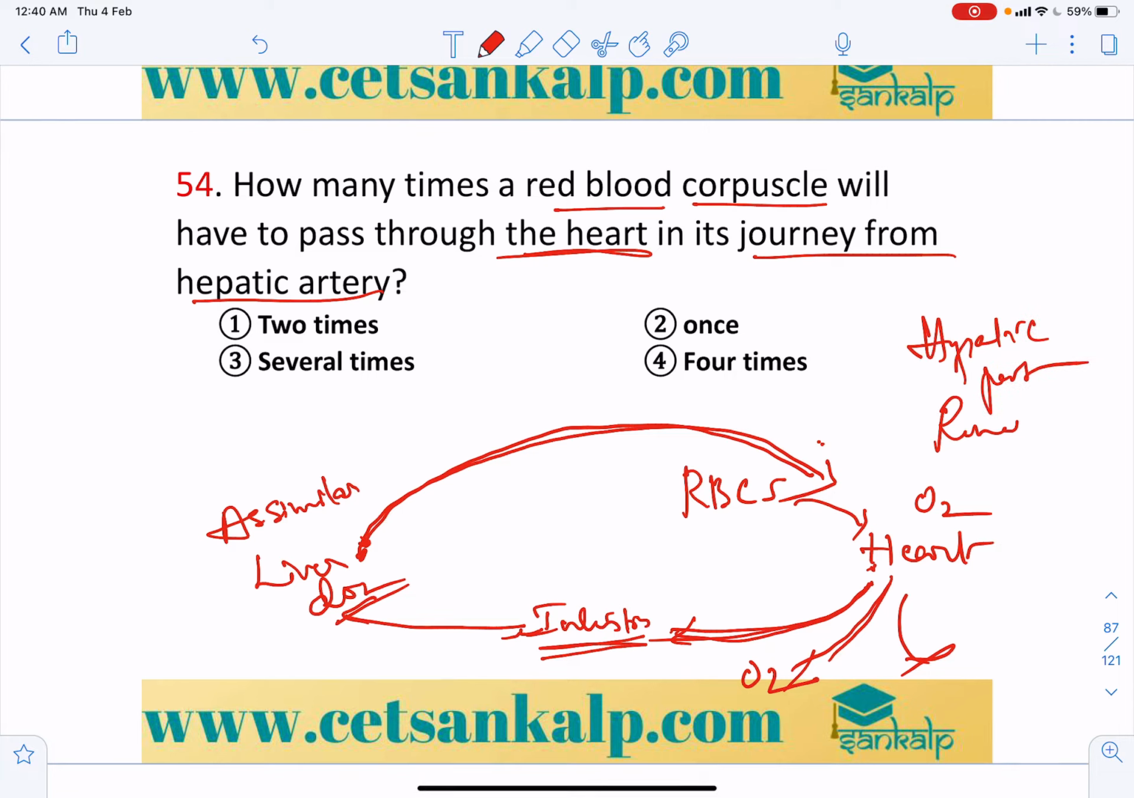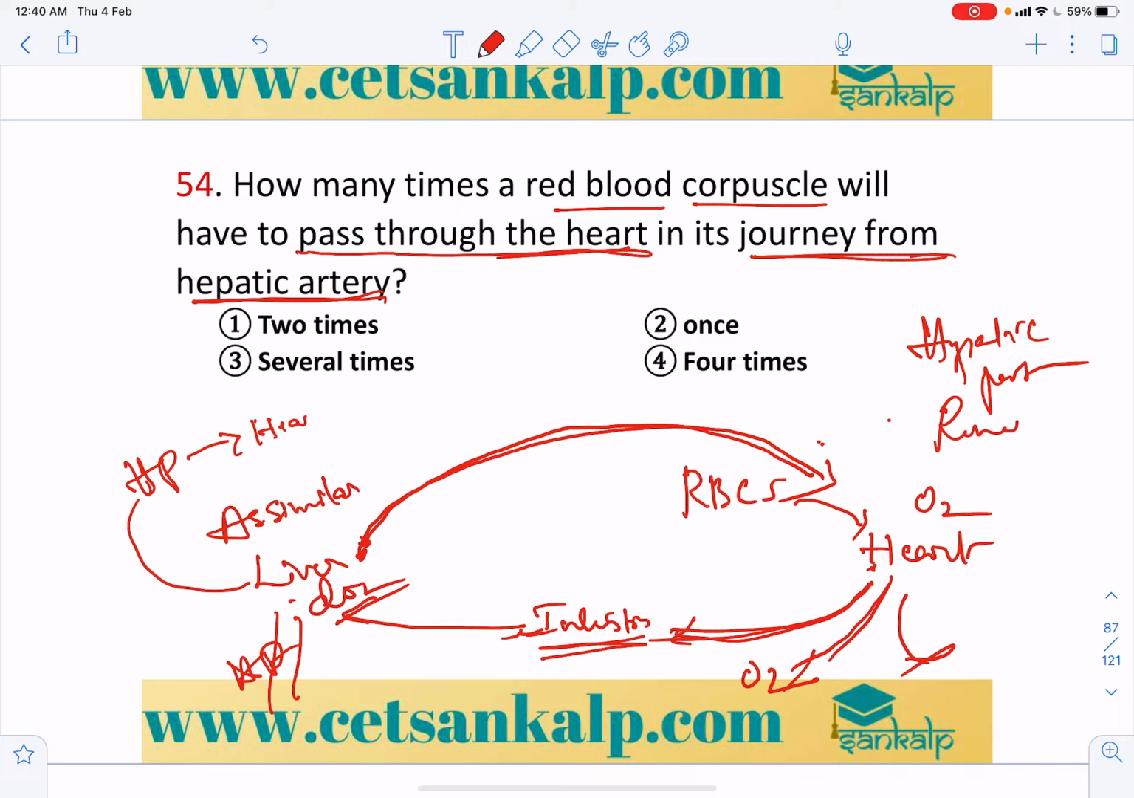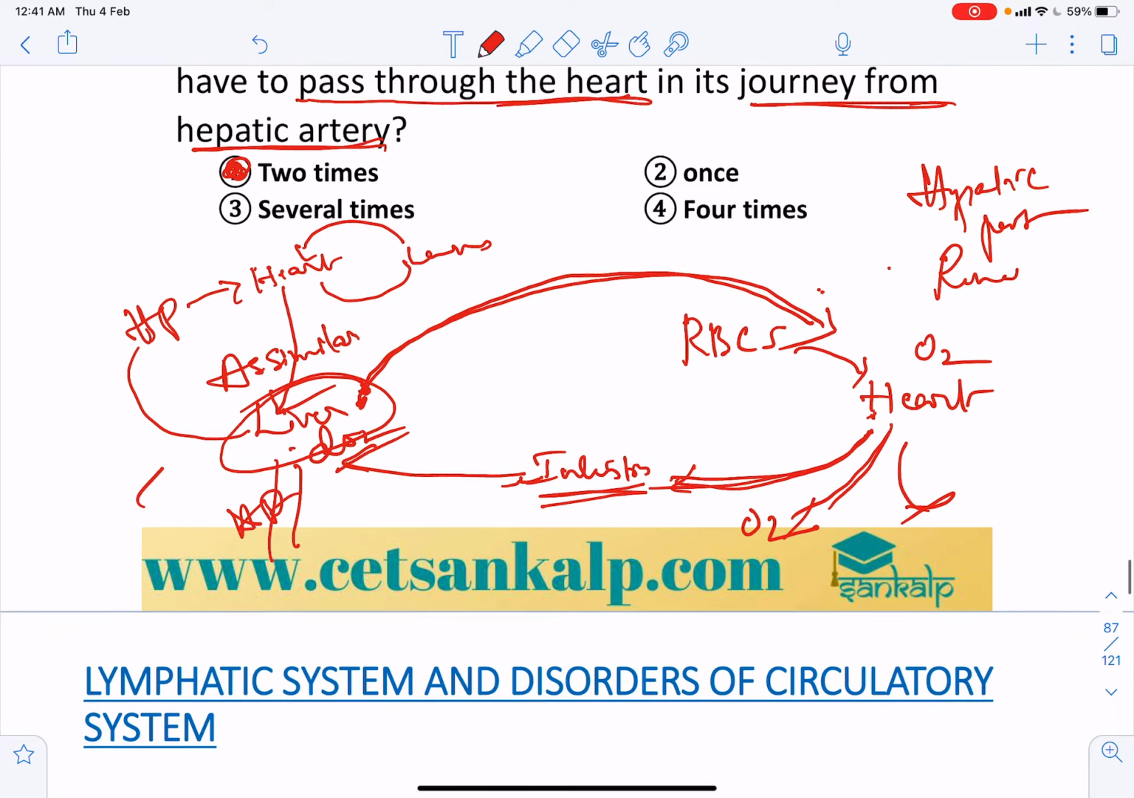How many times will red blood corpuscles have to pass through the heart in their journey from the hepatic artery? First, the hepatic artery enters the liver, and then the hepatic portal system, where it will collect, and then go to the heart, and once again it will move to the lungs, and once again come back to the heart. So before reaching this, twice it will follow the pathway.